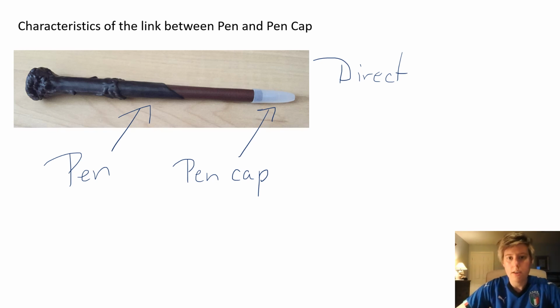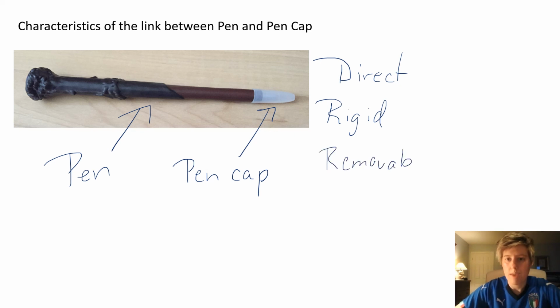The next thing we can say is that our materials, just like before, are rigid. The pen is a rigid material and the pen cap as well. As we saw in the video, the two materials are removable, which makes sense because if you have a pen and a pen cap, you want the cap to come off the pen so you can use the pen component.